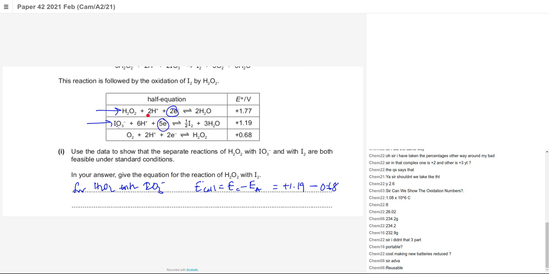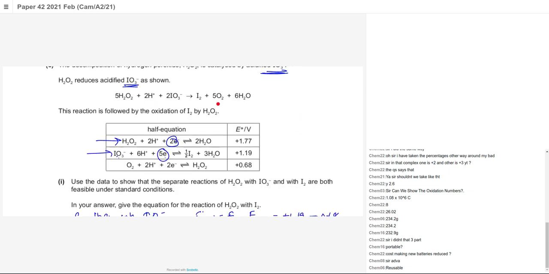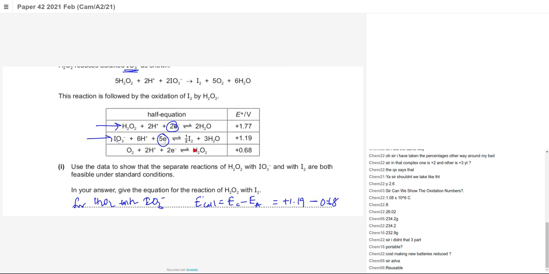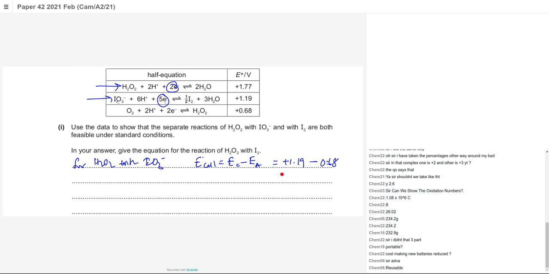You can't do that, right? So from that we know, and even if you add these two together, you won't get this oxygen. So you have to reverse this equation. This is the equation. So overall, 1.19 minus 0.68 is plus 0.51. So from that we know the first equation is feasible. Yeah, feasible, right? And this is the first part of the question.